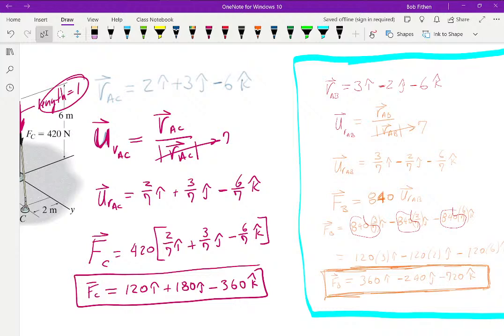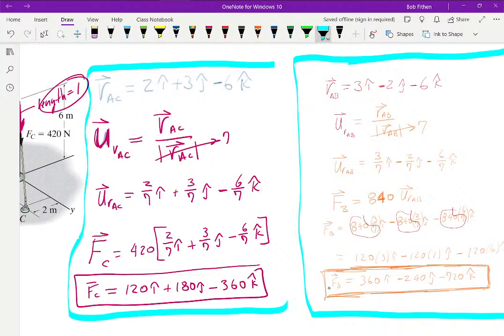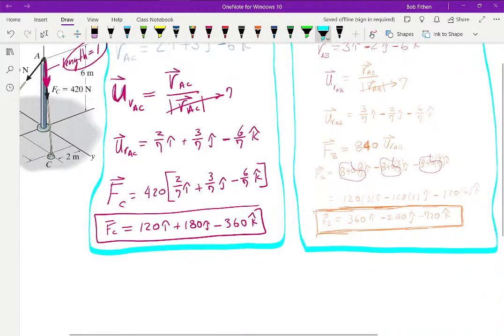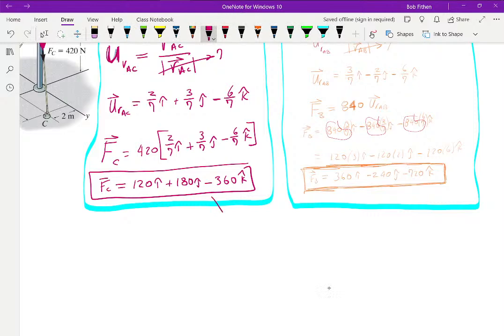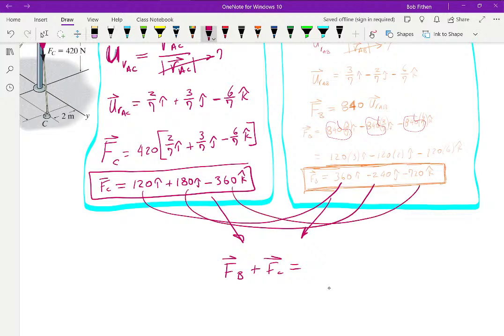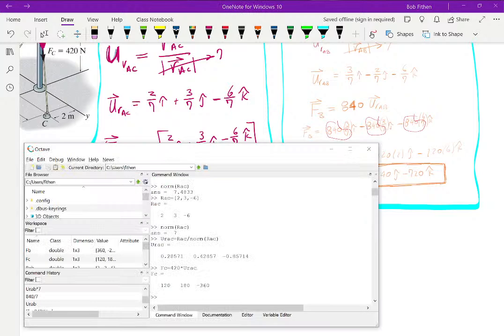Now, these are my two vectors that I determined. What I want to do now is add them up. FB plus FC is equal to. Now, of course, you can add them one at a time, put them down there, but I did put them both in Octave. I have FB sitting right here, and I have FC sitting right here. So I'm going to do F resultant is equal to FB plus FC, and I get that 480.